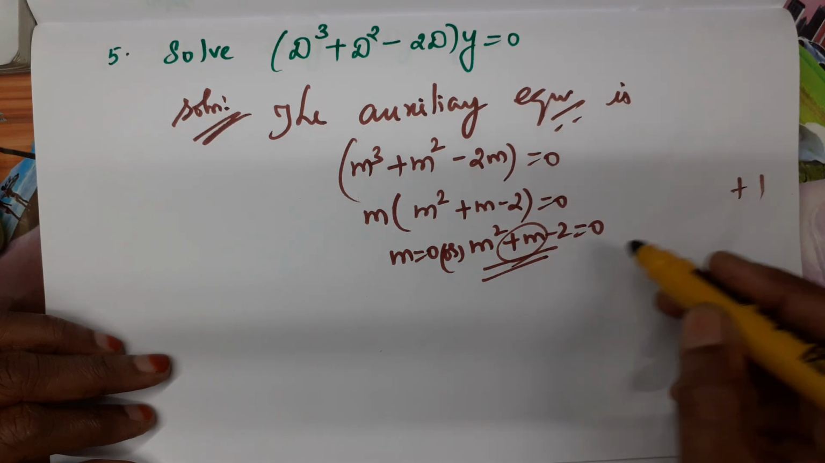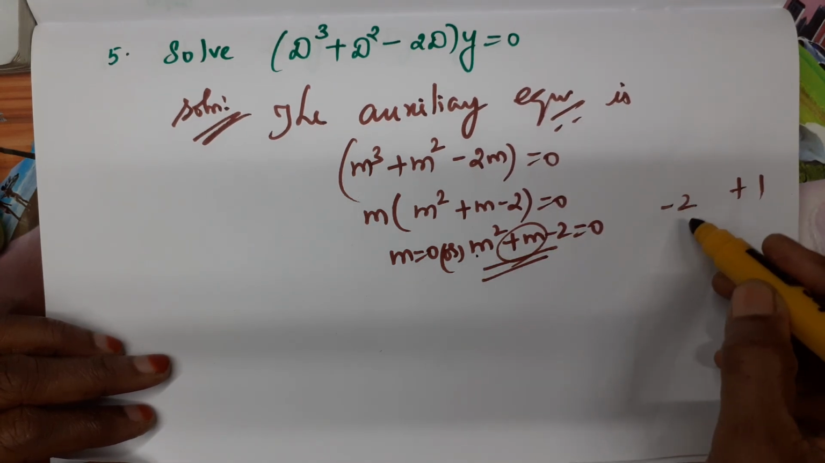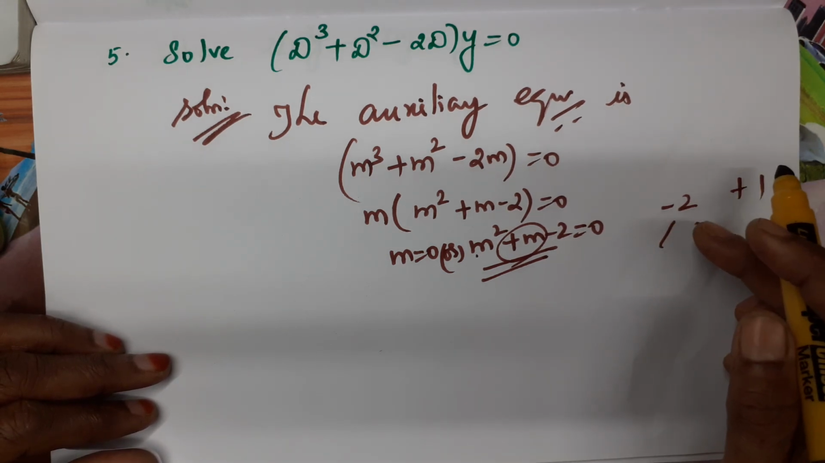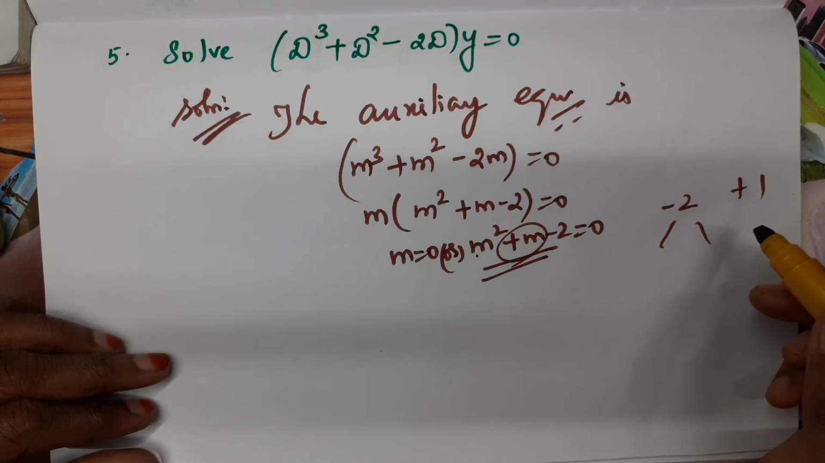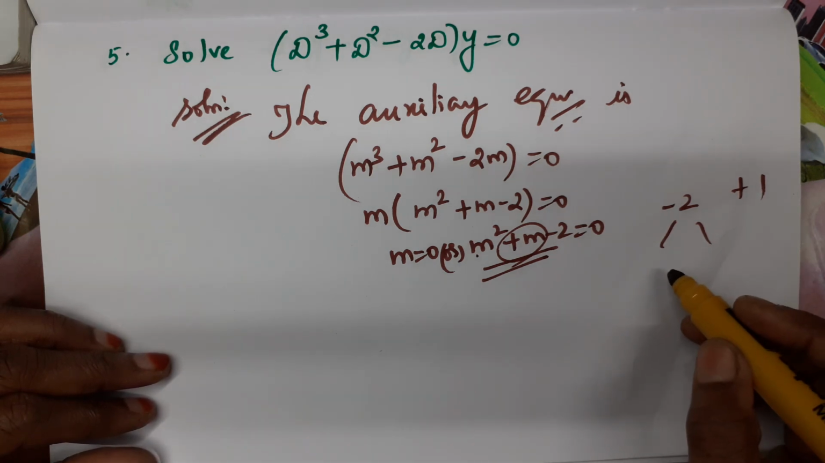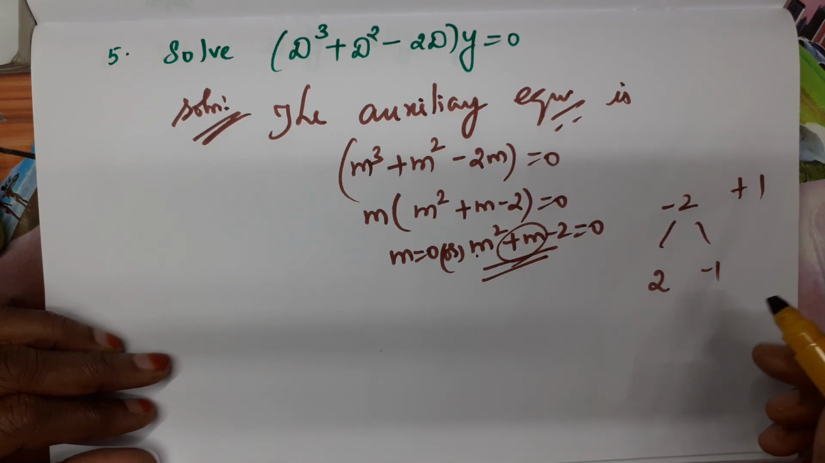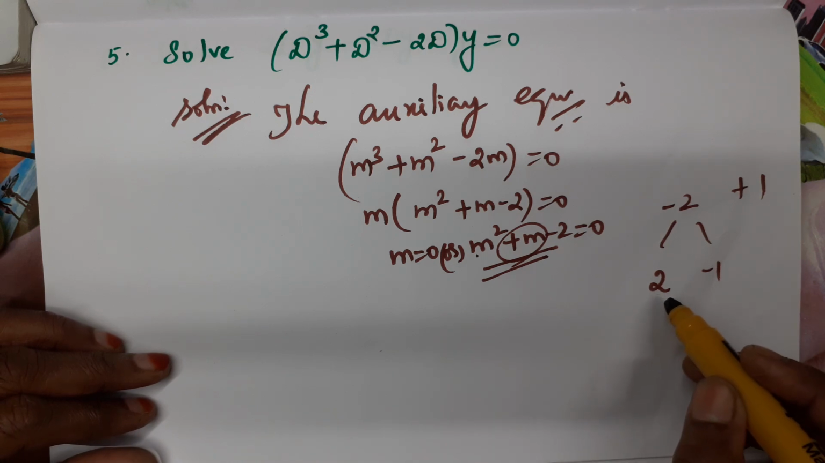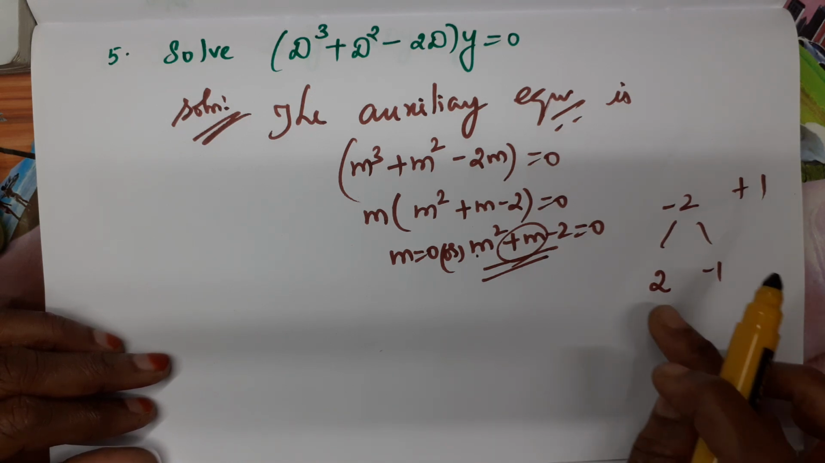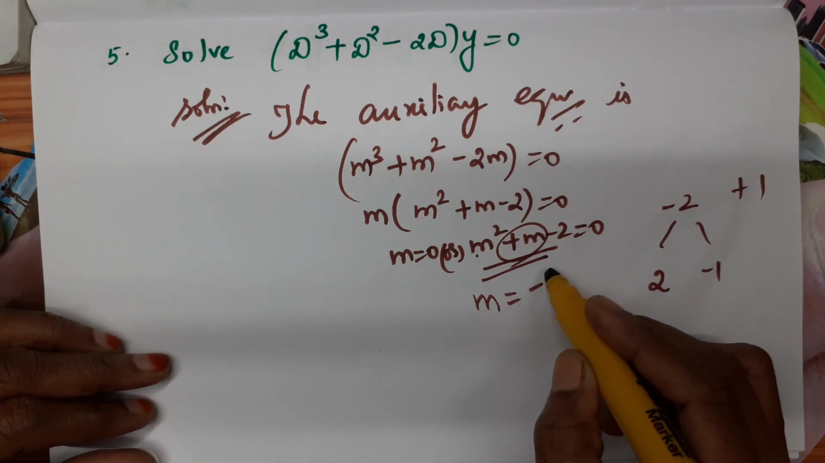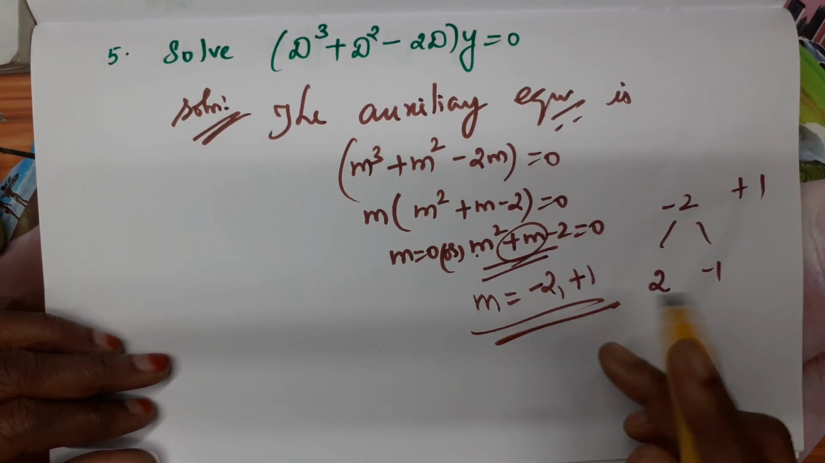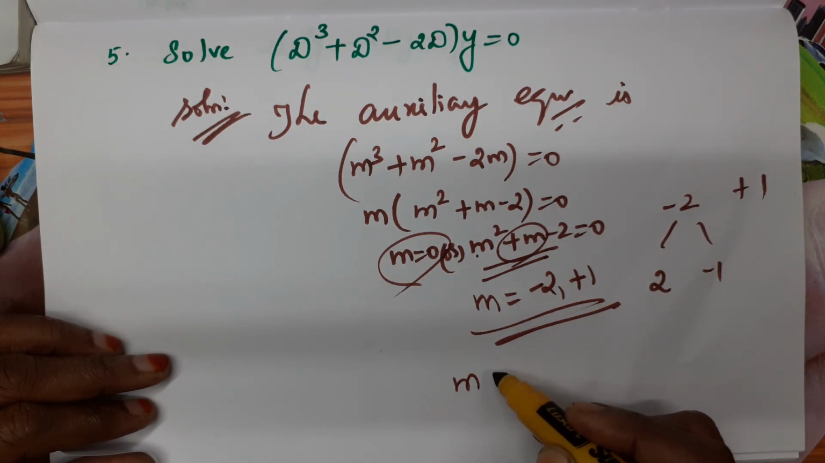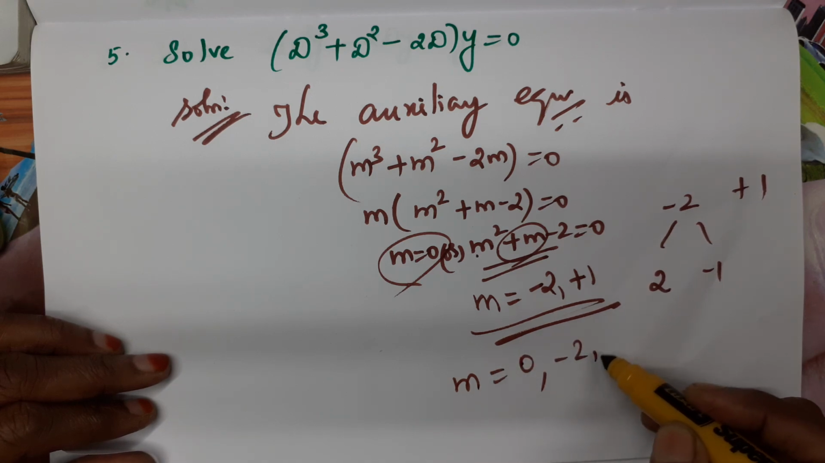Here the sum is plus 1. The product is 1 into minus 2, it is minus 2. So for getting plus 1, we have to find what are the factors for minus 2. For getting plus 1, I can write 2 minus 1. The product of this will give minus 2. Adding this will give plus 1. So what are the roots for this? If it is plus 2 minus 1, roots are minus 2 plus 1. Right? Already we have one root 0. So finally we got the three roots 0, minus 2, plus 1.